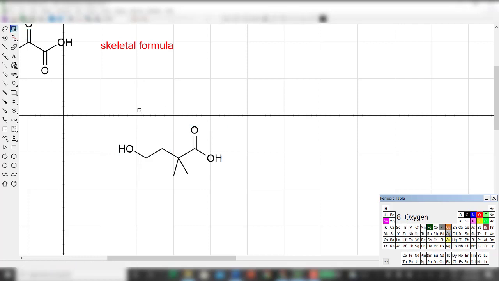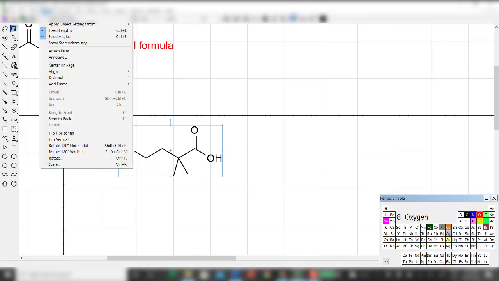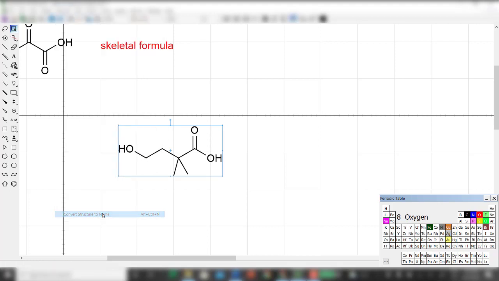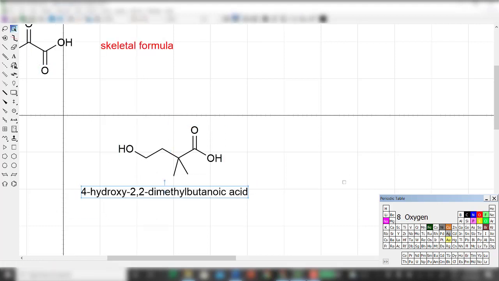Let me just show you in reality. We don't really need to name it because the computer can name it for us. So I just go to this and put convert structure to name. So this is the name. In reality, scientists don't really need to know how to name. I don't need to know how to name because I can just rely on the program to name for me.